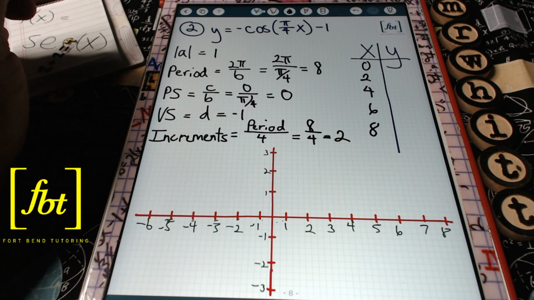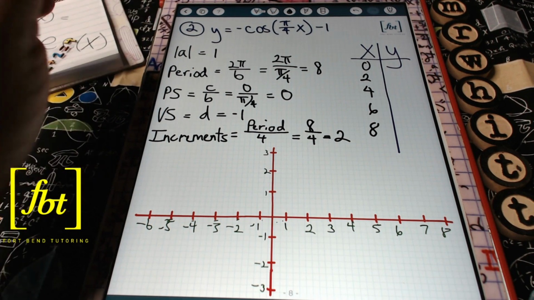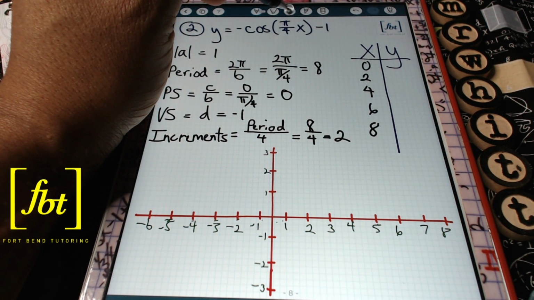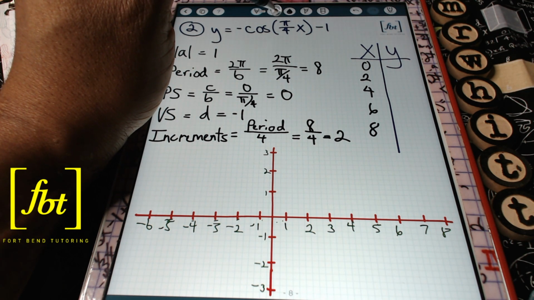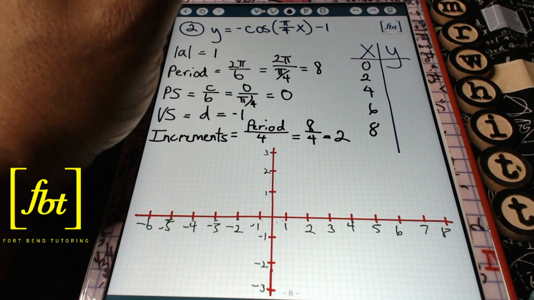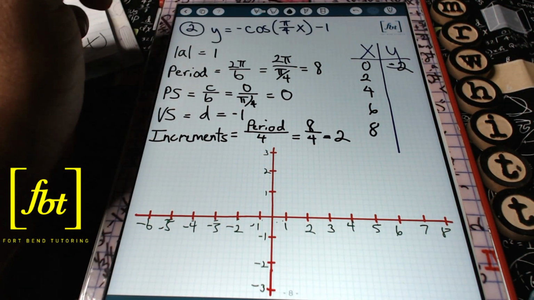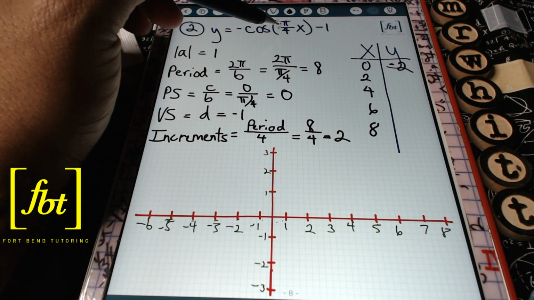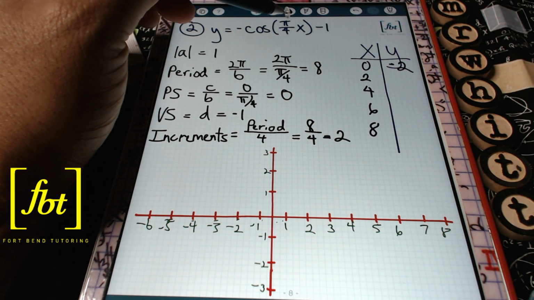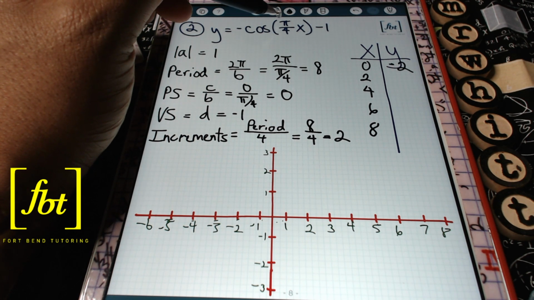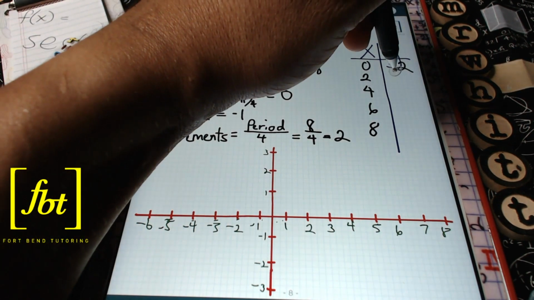Now plugging in our values of x into the cosine function to get our y values, plugging in 0, pi divided by 4 times 0 is 0. Cosine at 0 is 1, and the opposite of 1 is -1. So -1 minus 1 gives me a result of -2. Then plugging in our x value of 2, you'll have pi over 4 times 2, which reduces to pi over 2. Cosine at pi over 2 is 0. The opposite of 0 is 0. And then 0 minus 1 is -1.